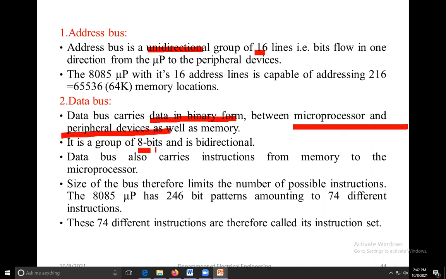It is 8 bit and it is bidirectional. You must remember this thing: the address bus is unidirectional, but the data bus is bidirectional. Why bidirectional? It sends a value to the ALU, and you also take the value from the ALU and transfer it to a memory location. So it is bidirectional data.